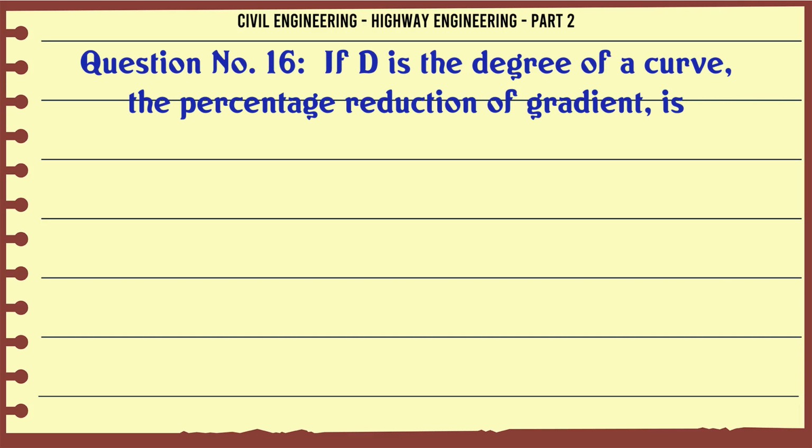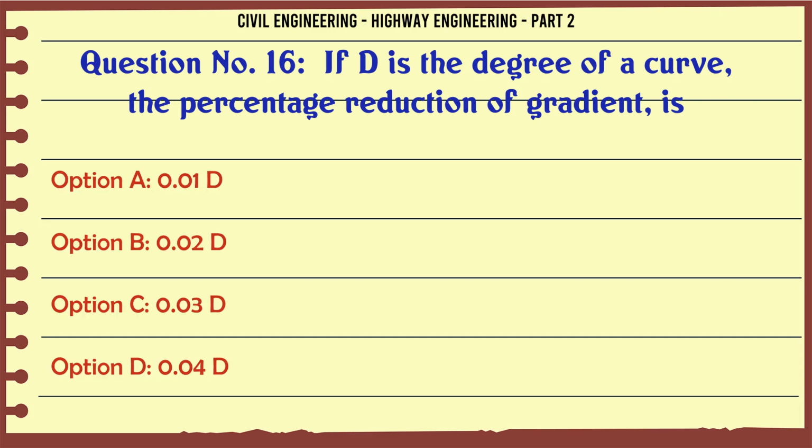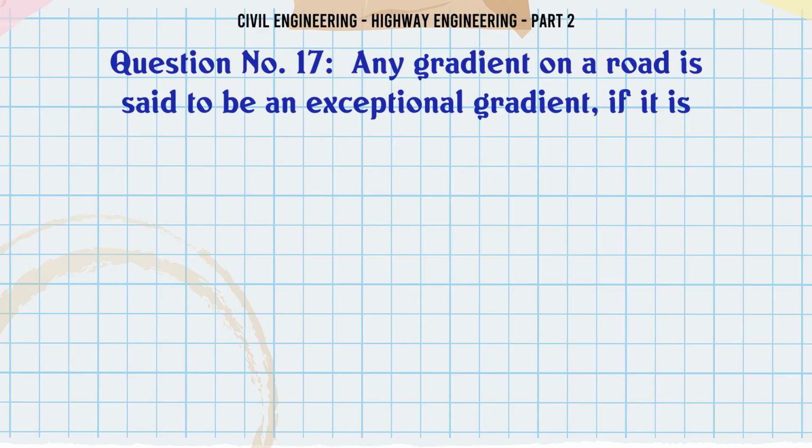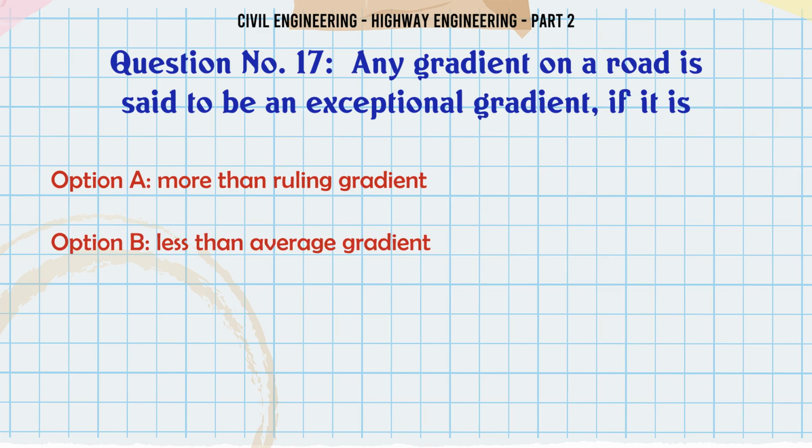If D is the degree of a curve, the percentage reduction of gradient is A. 0.01 D, B. 0.02 D, C. 0.03 D, D. 0.04 D. The correct answer is 0.04 D.